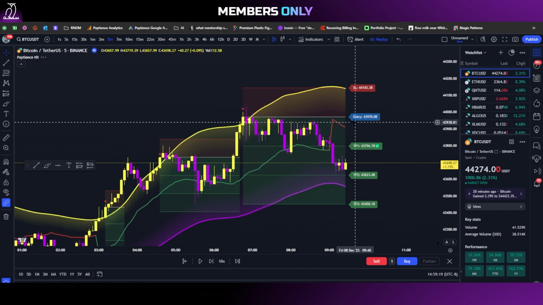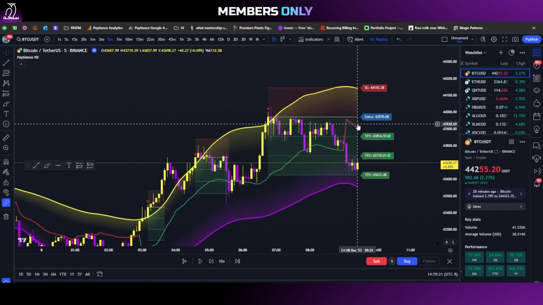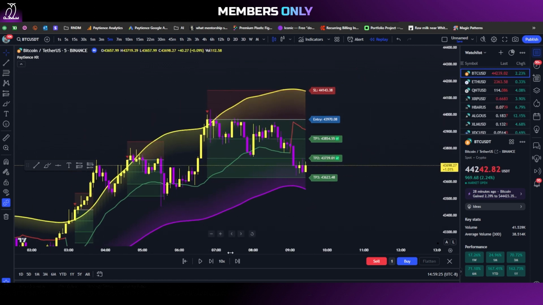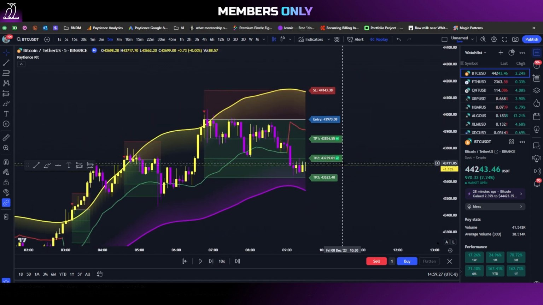Now, this is the first way of catching scalps, is simply to use the Patience kit and wait for good entries on the chart like this one.